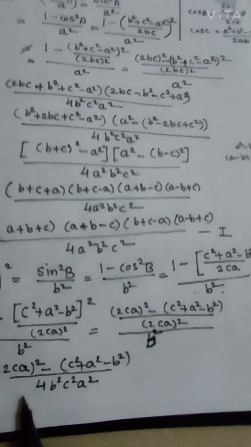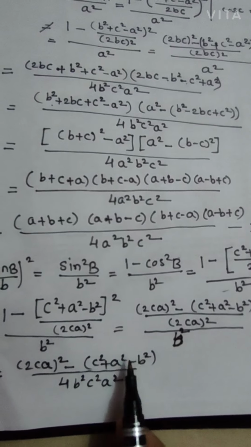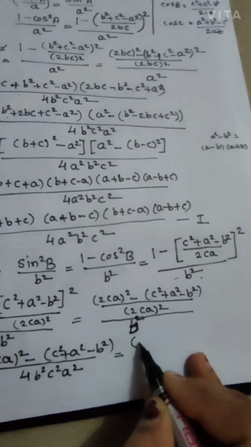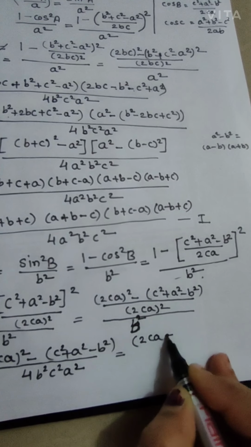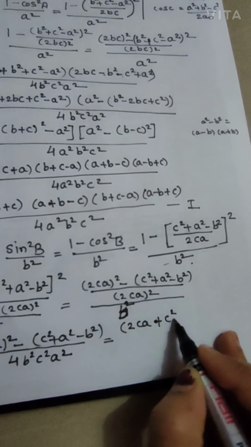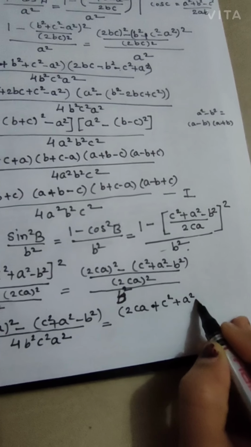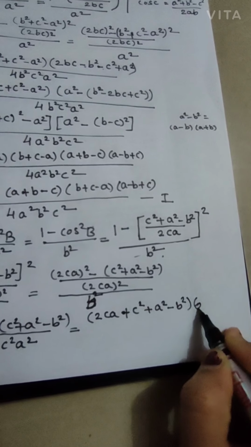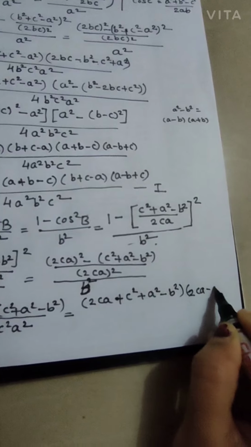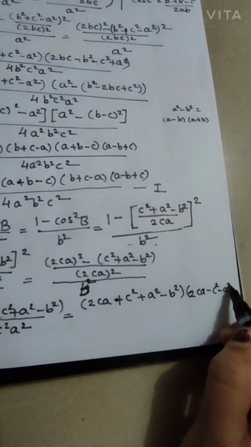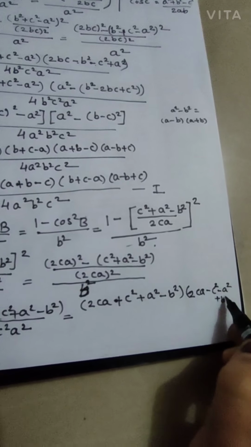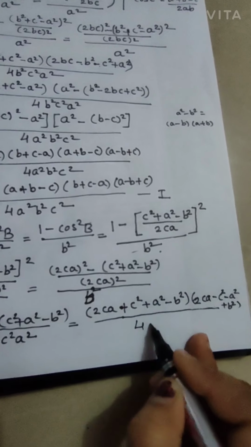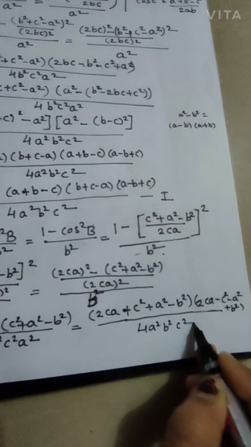Okay, now here we can use a square minus b square, which is equal to (2ca plus c square plus a square minus b square) times (2ca minus c square minus a square plus b square) over 4a square b square c square.